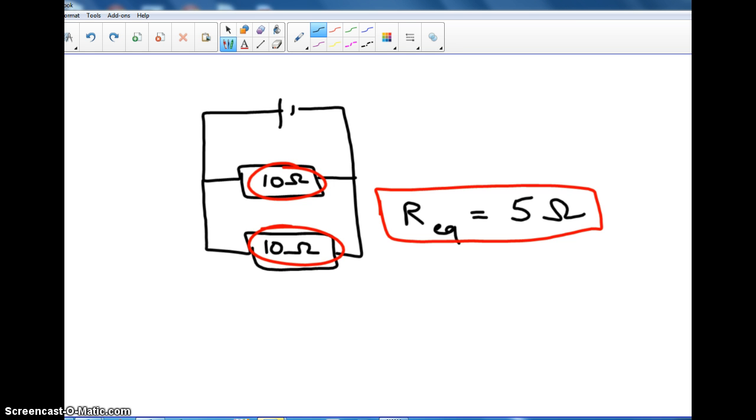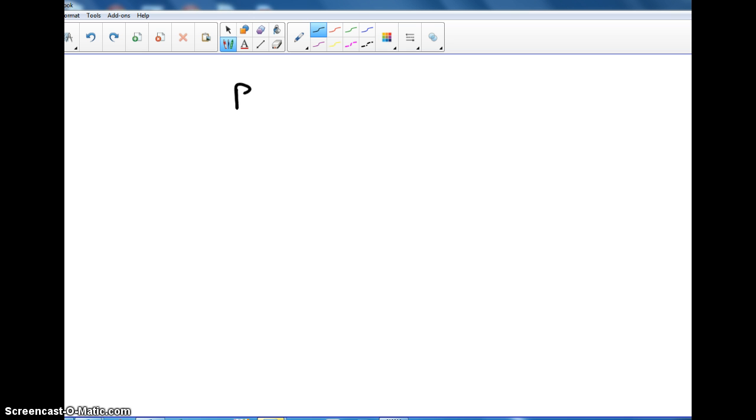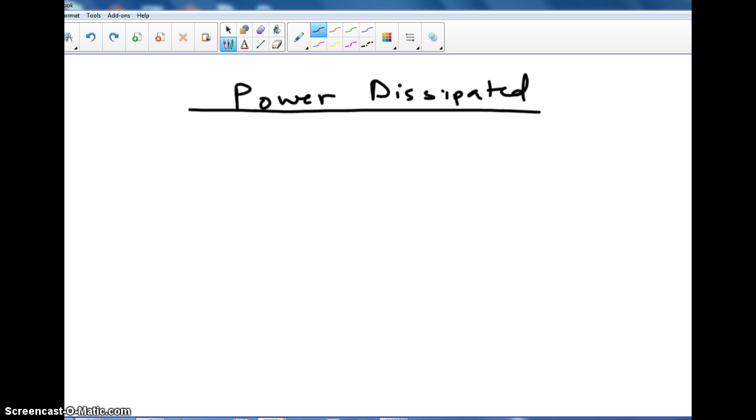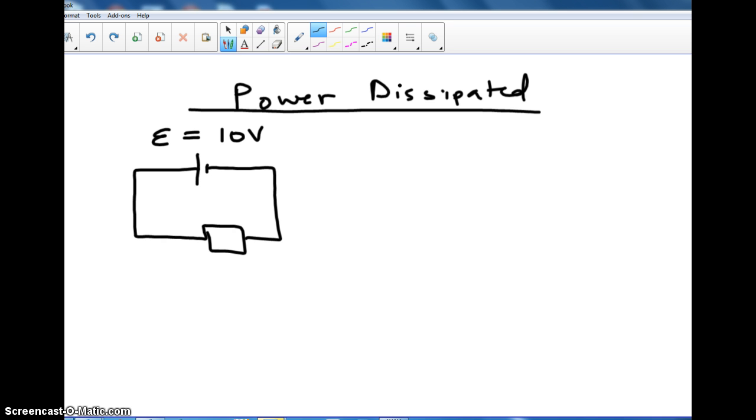There's one final thing for us to learn, and it's power, electrical power. Sometimes a question will ask us, what is the power dissipated by the circuit? Let's take a simple example. Our EMF is 10 volts, and the single resistor has a resistance of 5 ohms. There we are, 5 ohms.